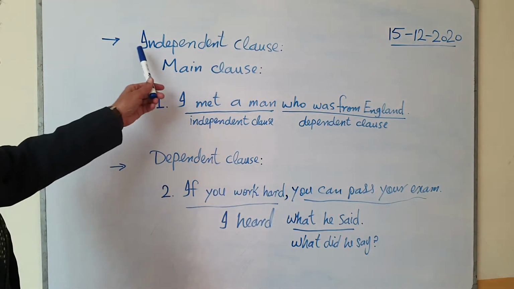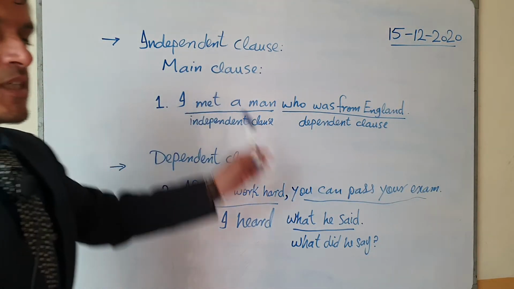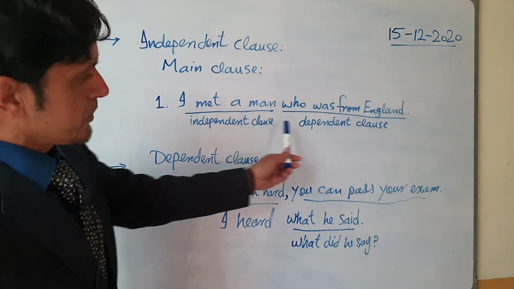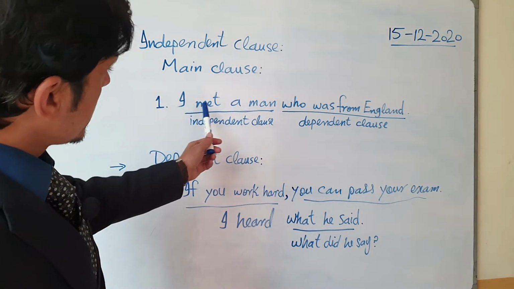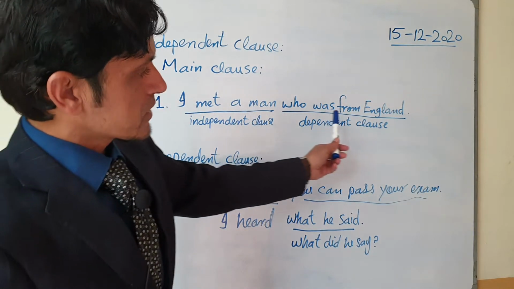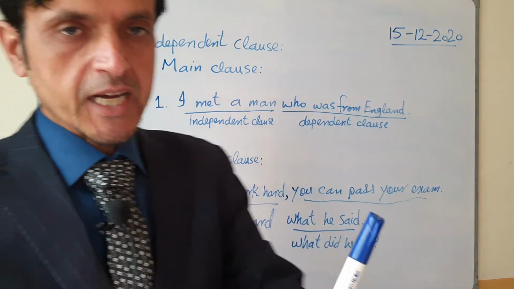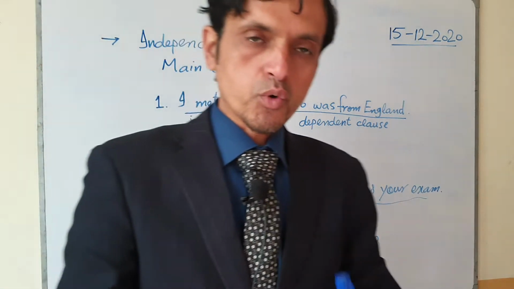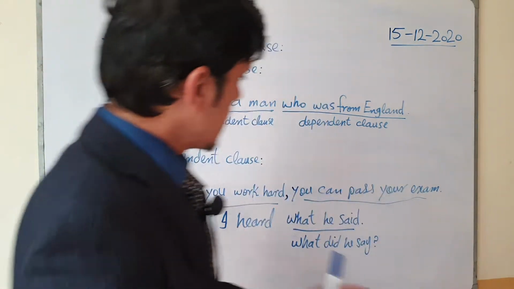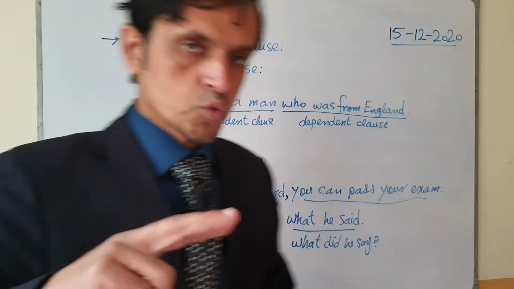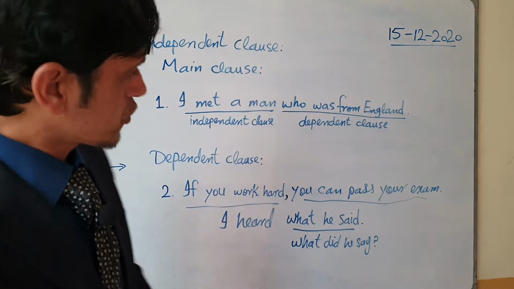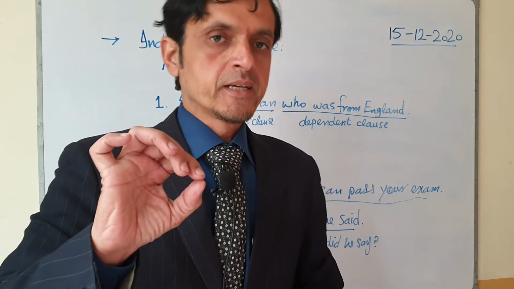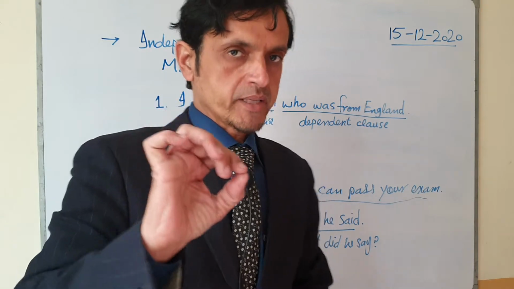Here, the independent clause is also called the main clause. I have given an example, so look at it: I met a man who was from England. Now this is a complete structure and a complex sentence, but I won't discuss complex sentences here. I'll discuss that in my next lecture. Our focus here will be on independent clause and dependent clause.